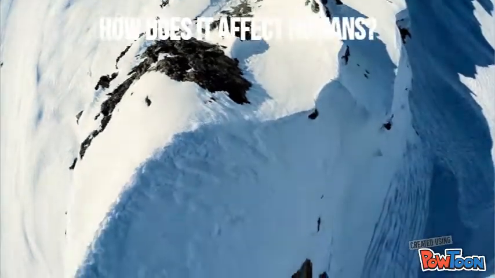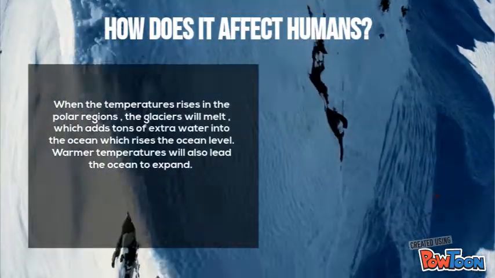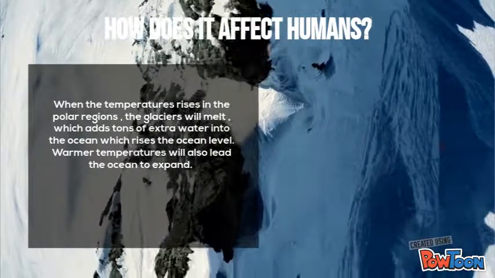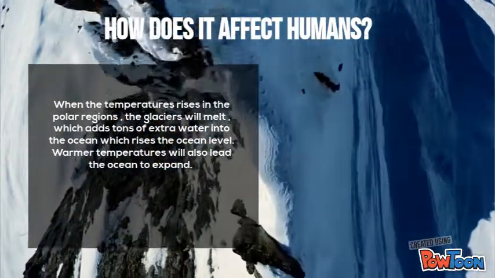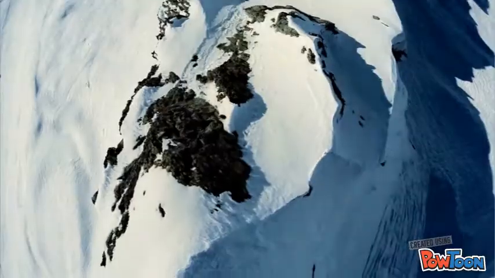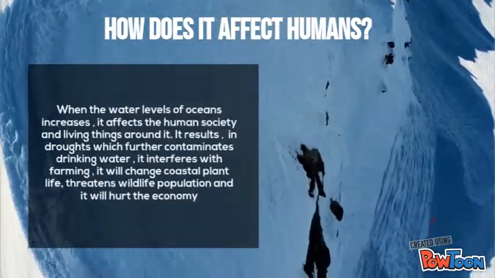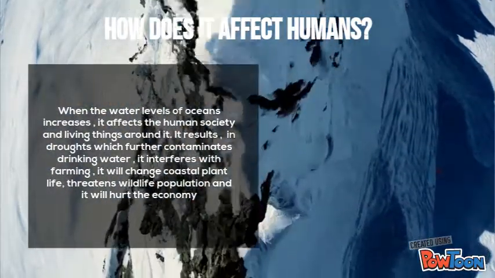When the temperatures rise in the polar regions, the glaciers will melt. This can add tons of extra water into the ocean, which can lead the ocean level to rise. Warmer temperatures will also lead the ocean to expand. When the water levels of the ocean increase, it affects human society and living things around it.